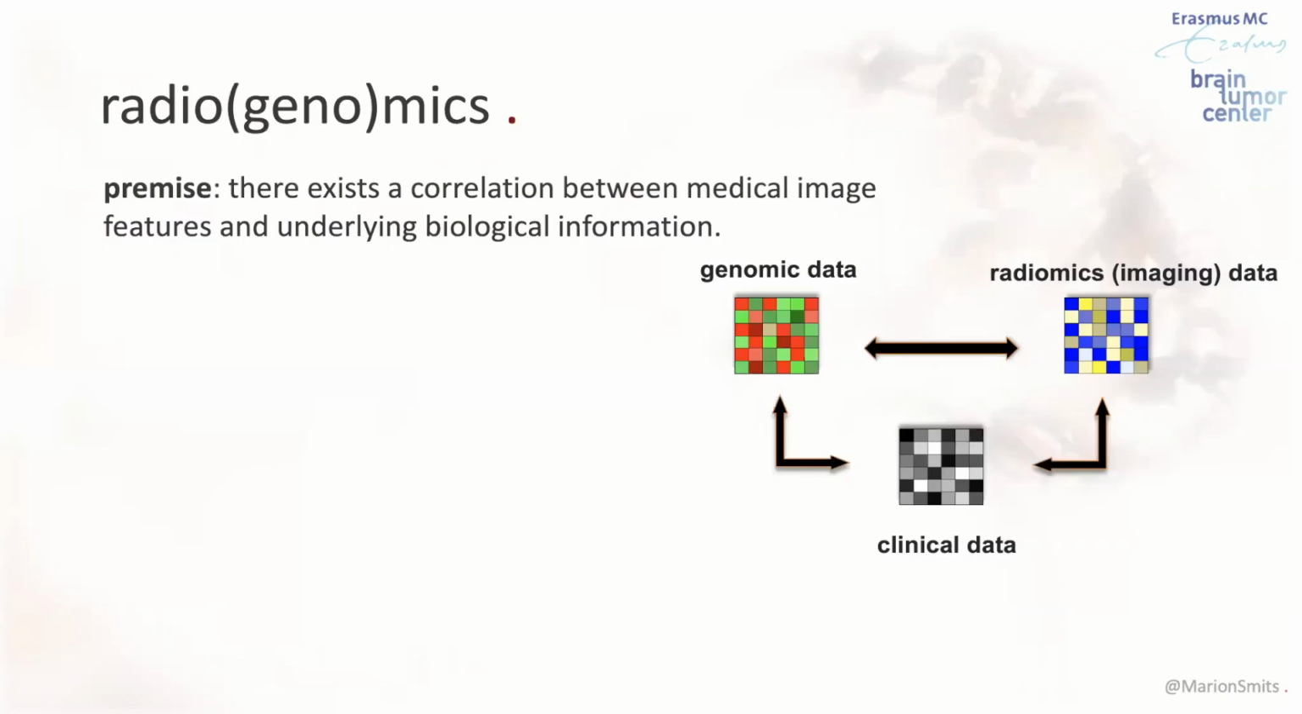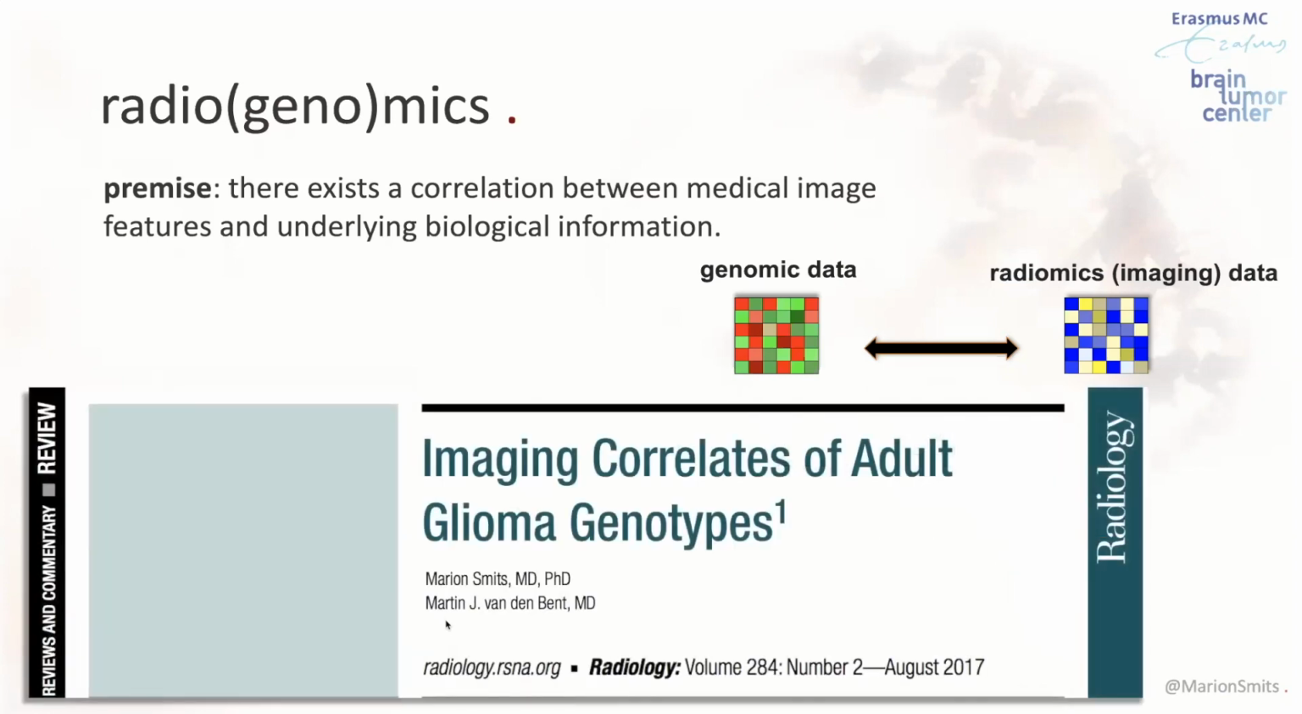So that brings me, of course, to linking that genetic profile to imaging, and that is called imaging genomics or radiogenomics. The premise, of course, is that there is a correlation between the medical imaging features and the underlying biological information. And that is what we work with anyway in radiology. So most of the time this is true, although of course maybe not perfect. There is a review paper about this from a few years ago, where we already looked at the WHO classification 2016.